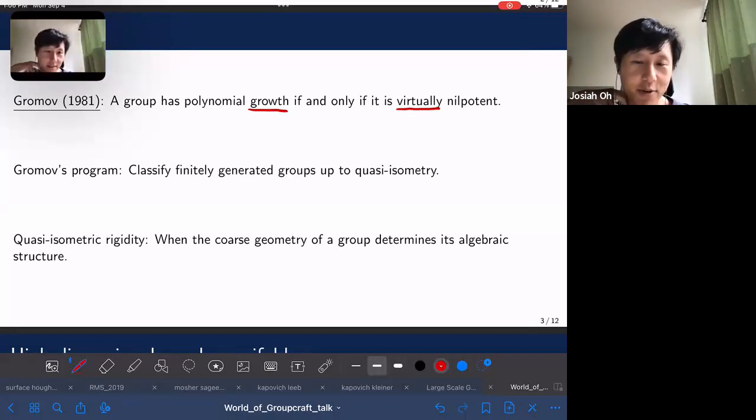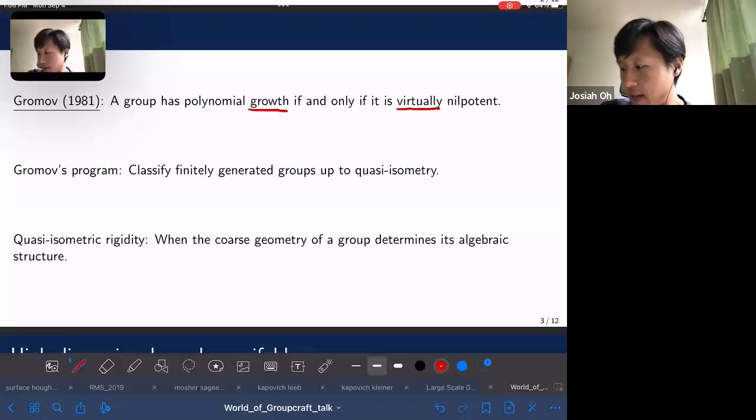And now, depending on what you're reading, QI rigidity sometimes has a more precise definition, but I think the idea that I just want to tell you today is that QI rigidity is just the phenomenon that occurs when the geometry of a group tells you something about its algebra. So for example, Gromov's theorem on groups of polynomial growth can be phrased as a QI rigidity theorem, because it's saying that the geometric properties of the group, namely its polynomial growth, is telling you something about its algebra, namely that it's almost nilpotent.